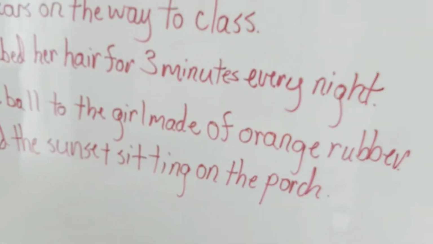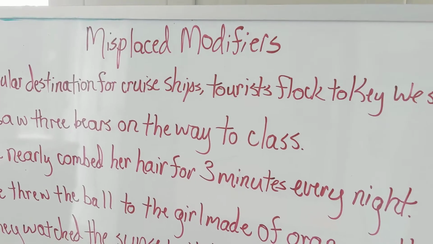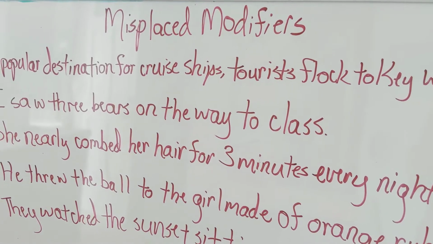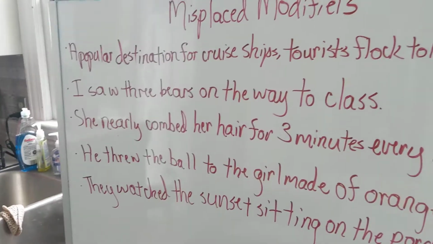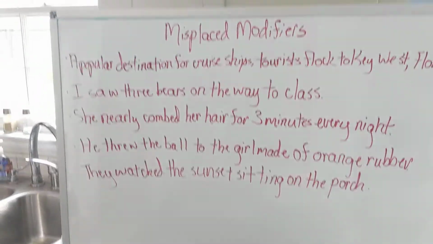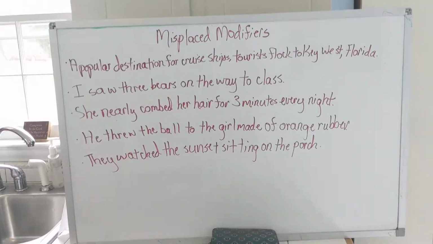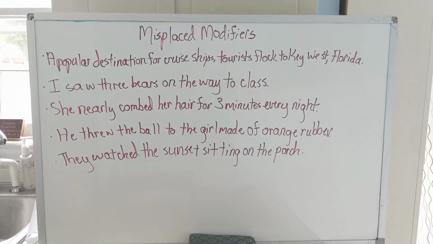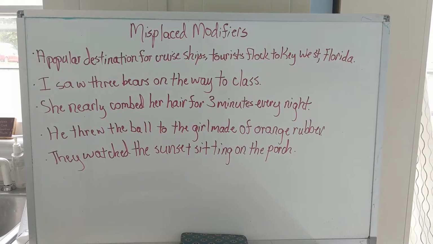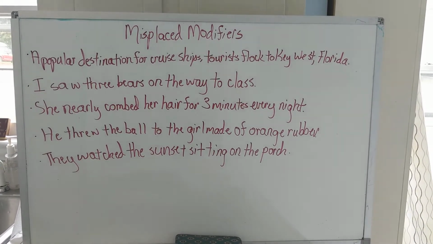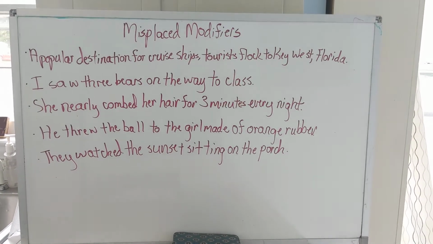So I'm going to show you how we correct this, because in your exercise you're going to have to draw arrows. So let's look up here. I got to have my markers ready. So what I'm going to do for each one of these is circle the phrase that is misplaced, and then draw an arrow to where it goes so you know how to do it on your exercise. So let's look at number 1. A popular destination for cruise ships, tourists flock to Key West, Florida.